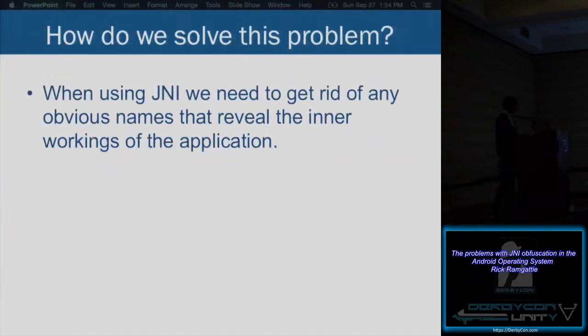How do we solve this problem? When you do JNI, we can get rid of the obvious names, so that whenever somebody is trying to reverse engineer our application, they don't just look for the one with the longest name, which is what I did when I was doing my presentation.